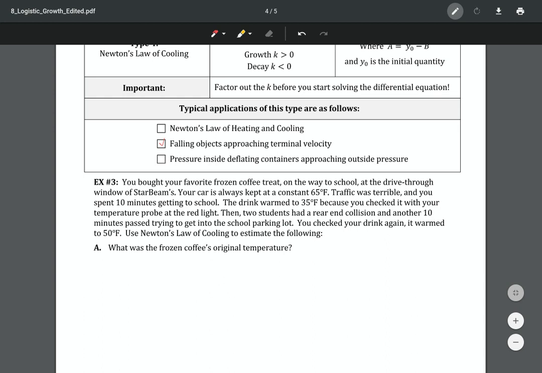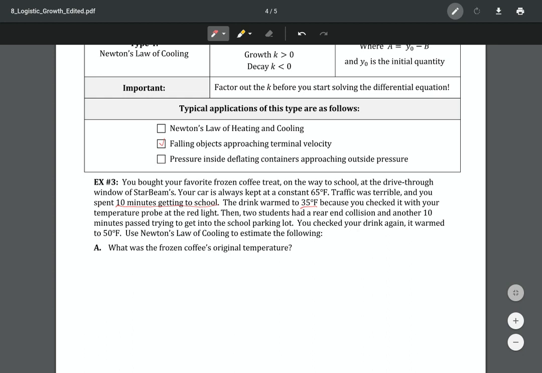If you read the problem, it talks about how you bought this frozen coffee treat, and your car is always kept at 65 degrees. Traffic was terrible and you spent 10 minutes getting to the high school. The drink warmed to 35 degrees Fahrenheit because you checked it with your temperature probe at the red light. I know we all carry those. I mean, I sure do.